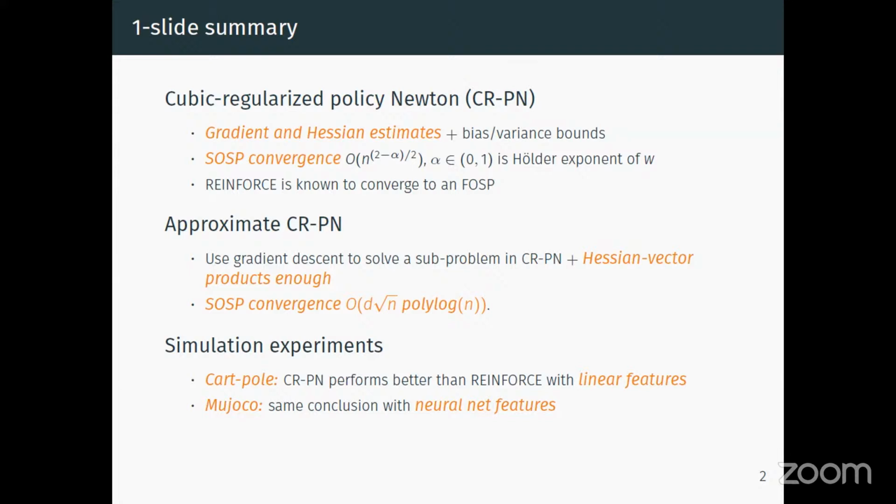We show some convergence. Sorry, there is some typo here. REINFORCE only converges to a stationary point. Then this algorithm has to solve an optimization problem, which may not be easy. So we come up with an approximate variation that uses gradient descent to solve a certain subproblem, which is this cubic model. And we use only Hessian products to solve this problem. Somewhat, we're getting towards computational efficiency, but not yet there. Then we show SOSP convergence rate as this. Forget the typos. And then we show some simulation experiments on CartPole and MuJoCo.